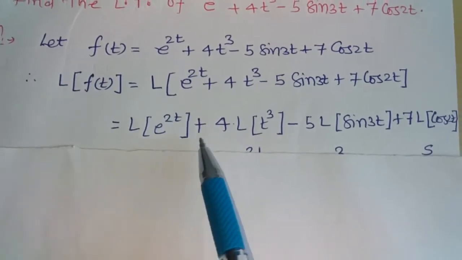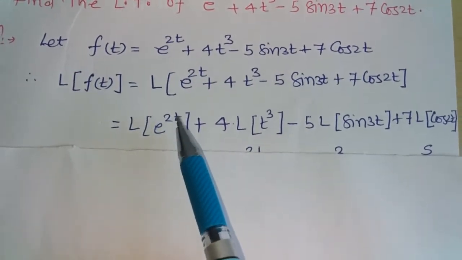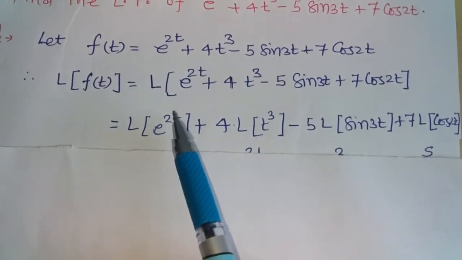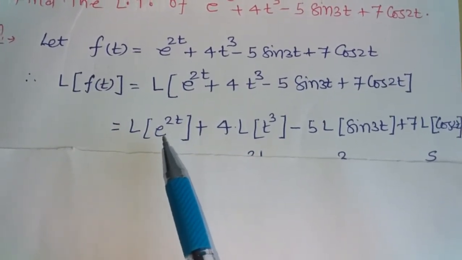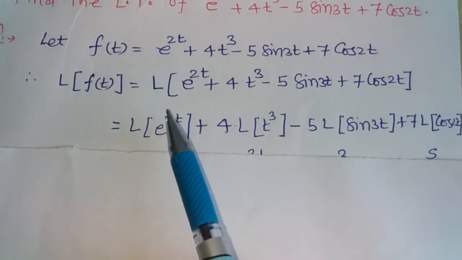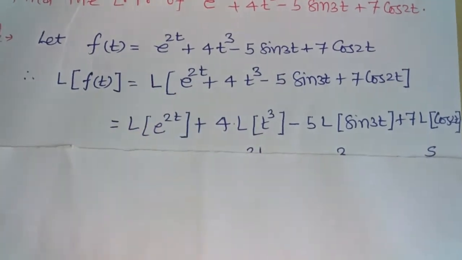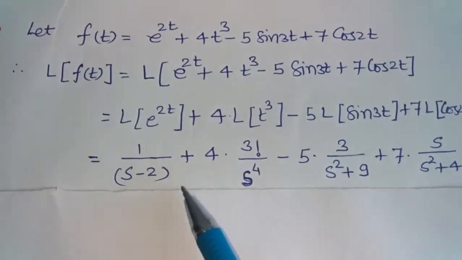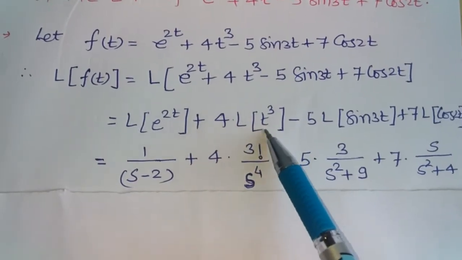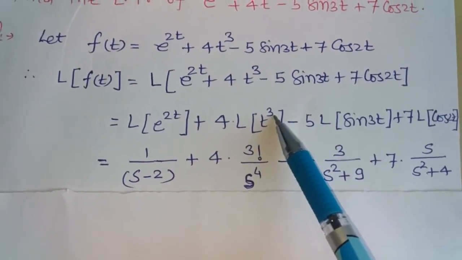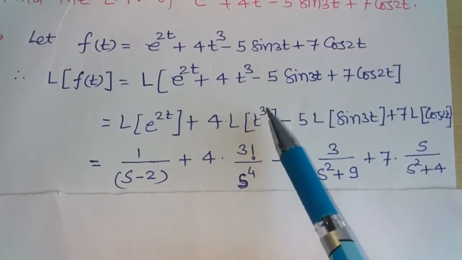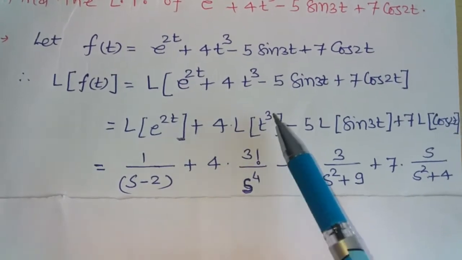Now the Laplace transform of e raised to at, we know that the Laplace transform of e raised to at is 1 upon s minus a. So Laplace transform of e raised to 2t becomes 1 upon s minus 2, plus 4. Now here Laplace transform of t power n is n factorial upon s power n plus 1, because n is an integer, so we use factorial notation.